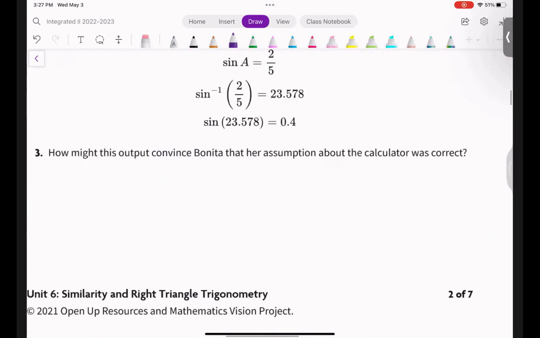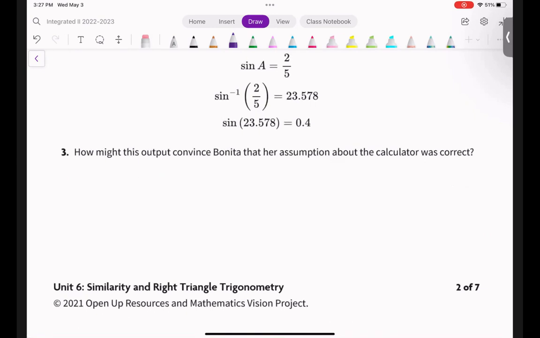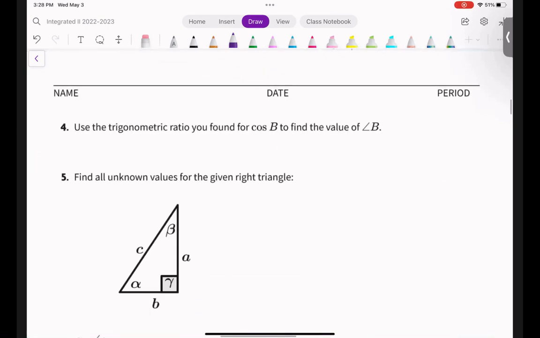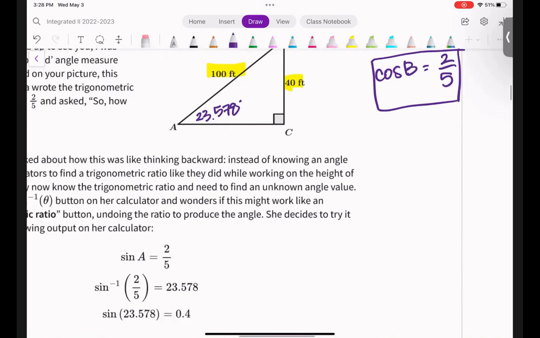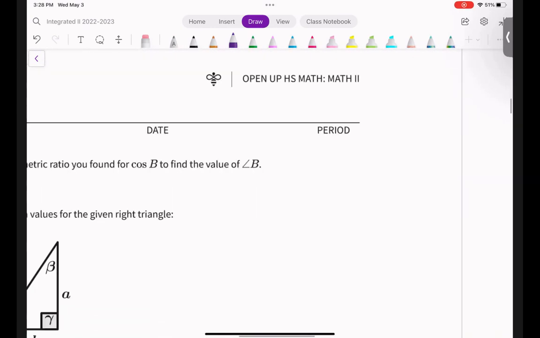How might this output convince Bonita that her assumption about the calculator was true? I would like you to figure out how you would convince Bonita that this was correct. Okay, so use the trig ratio you found for cosine B to find the value of B. So we're going back to this equation over here. Cosine B equals 2/5. So the way I ask it is, how do I get B out of cosine?